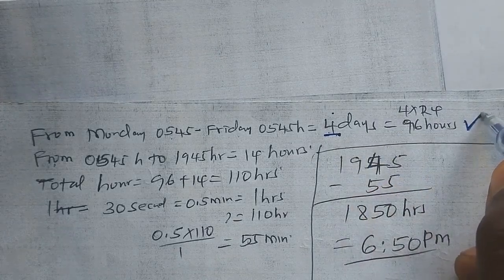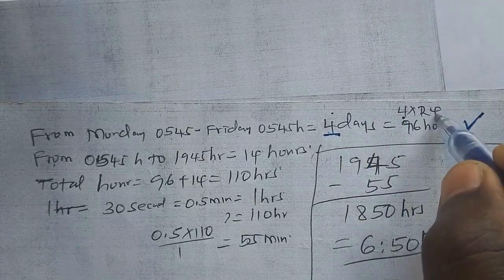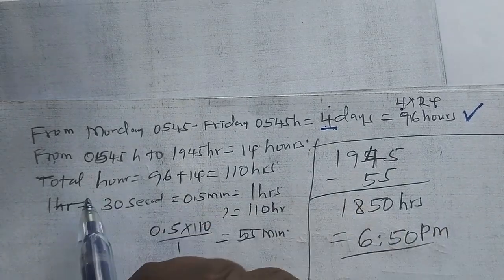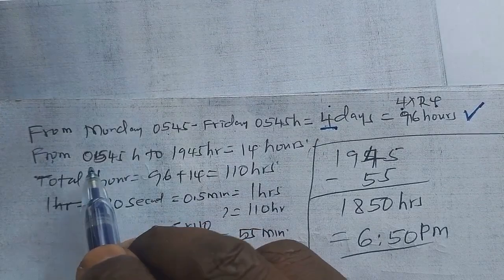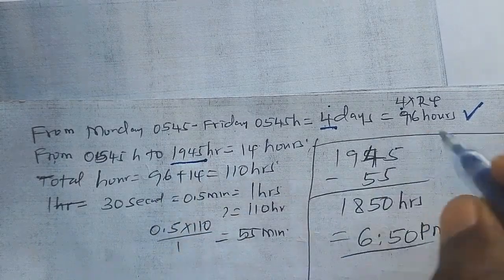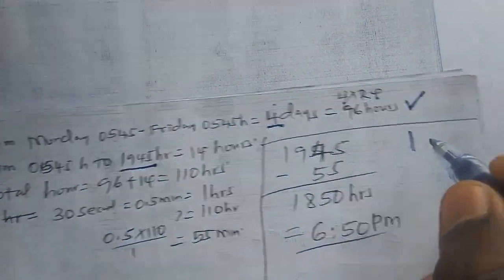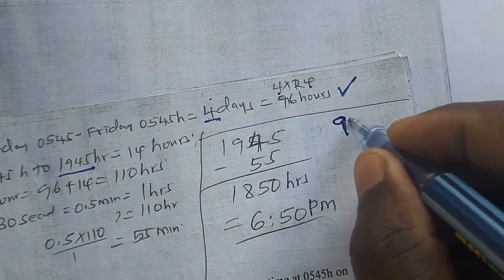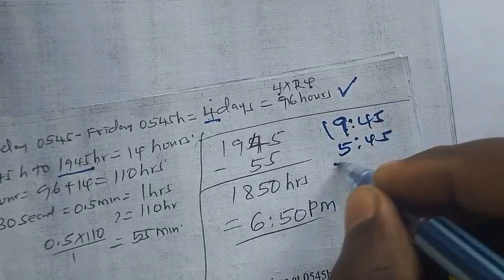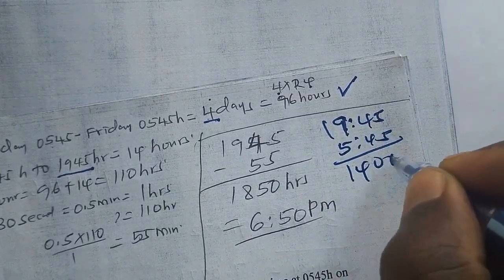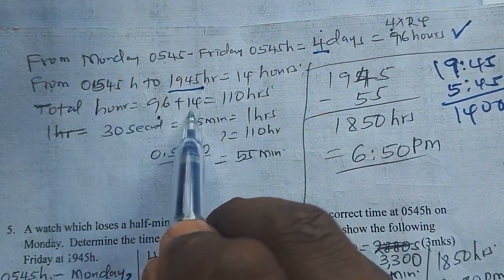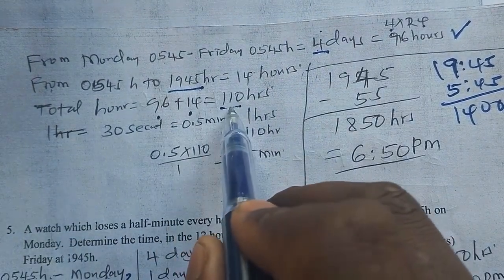So those 4 days, 4 times 24, because 1 day has 24 hours, we will have 96 hours. But now, on Friday, the watch was set at 19:45 p.m. So from 19:45 to 5:45 p.m., how many hours are here? We have 14 hours. So there are 14 more hours. So there is now 96 plus 14 hours, which will give us 110 hours.